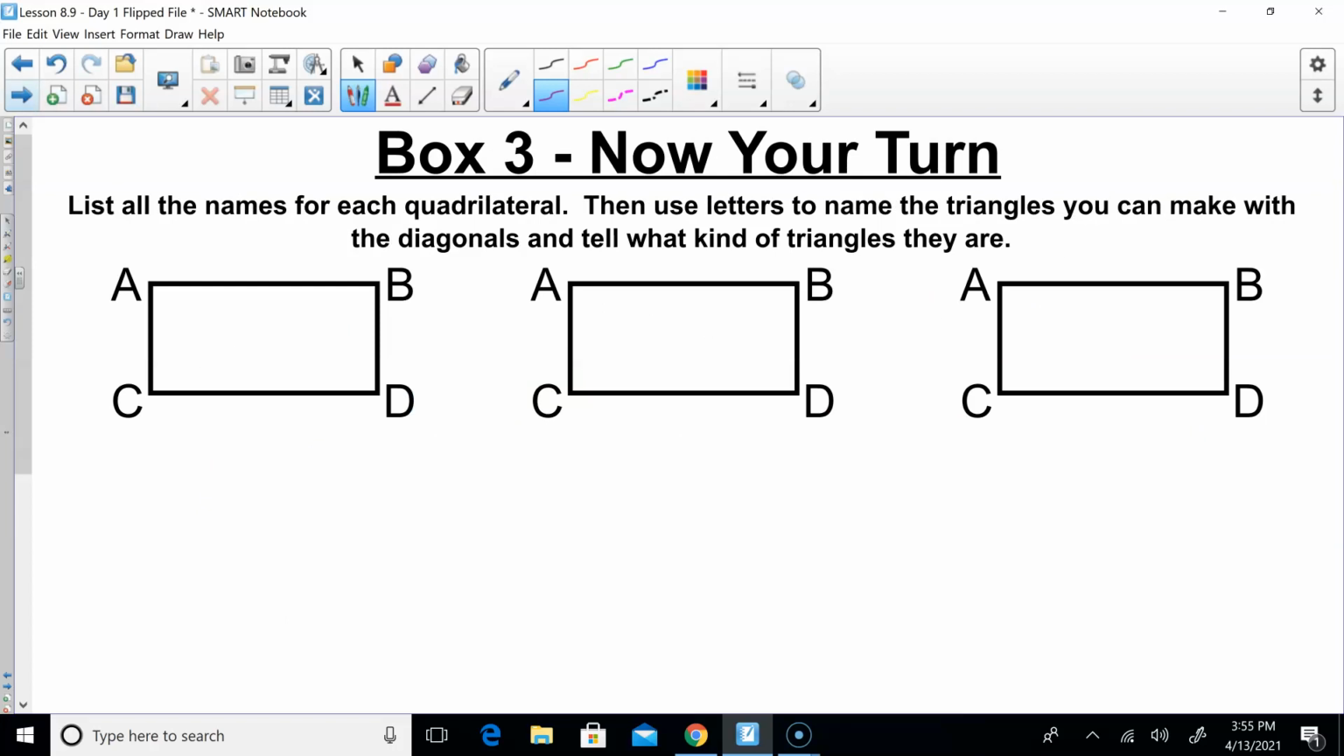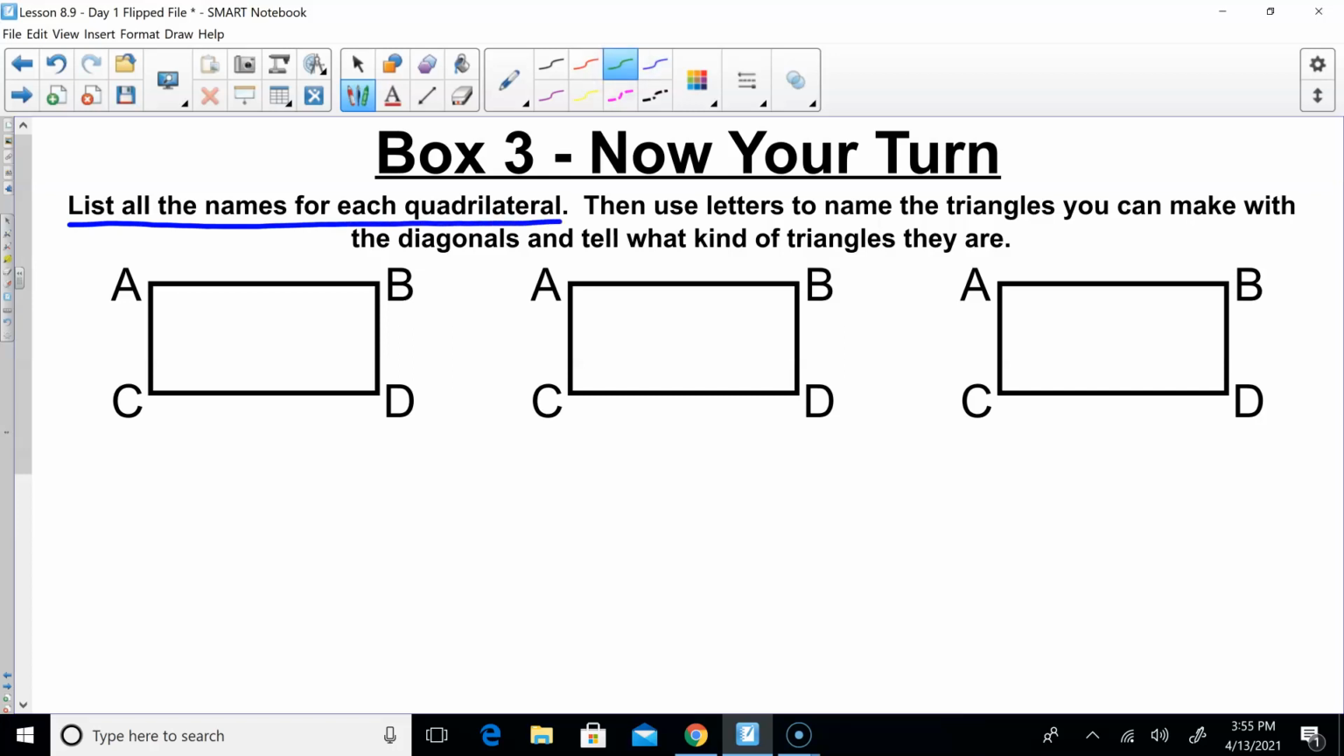And now it is your turn. So hopefully you take some really good notes to help you out breaking this down. So draw a big line on your paper, write Box 3, now your turn. And the three parts of what you do: you can draw the shape three times and label it. Remember the first part that we did is we named all the names for the quadrilateral. Then we went through the diagonals.